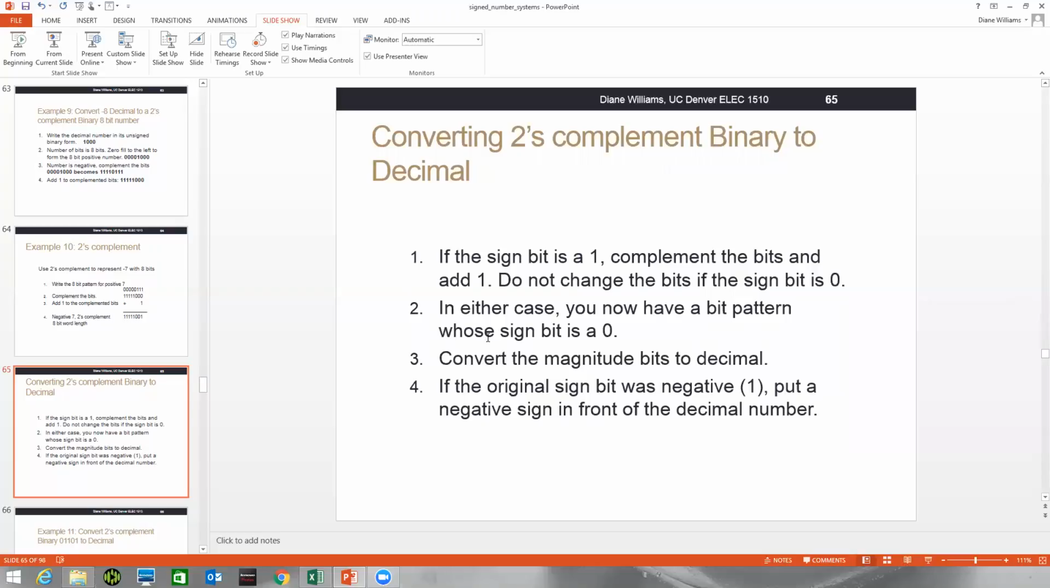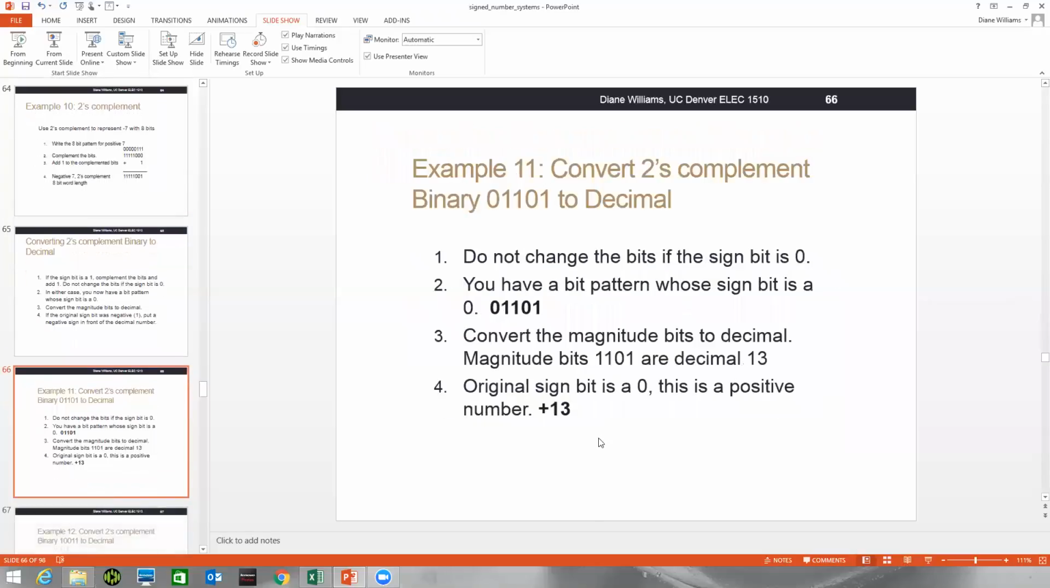In either case, you now have a bit pattern whose sign bit is a 0. You can convert the magnitude bits to decimal. But if the original sign bit was a negative, don't forget to put a negative sign in front of the decimal number. All right. Well, let's take an example.